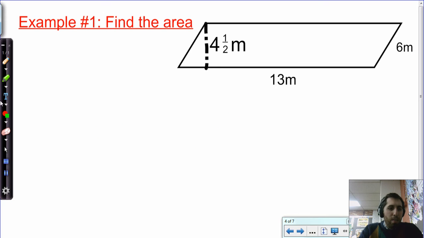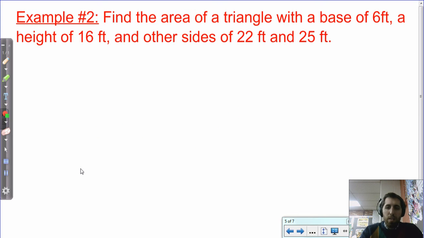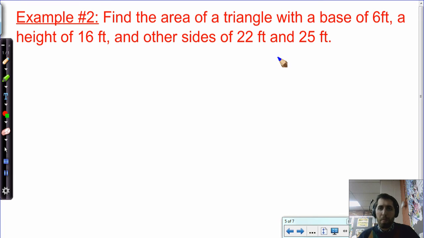You gotta have that copied down with me, please. The next one, let's see it. Find the area of a triangle with a base of 6 feet, a height of 16 feet, and other sides of 22 and 25 feet. Alright, we could draw this out. That might help.